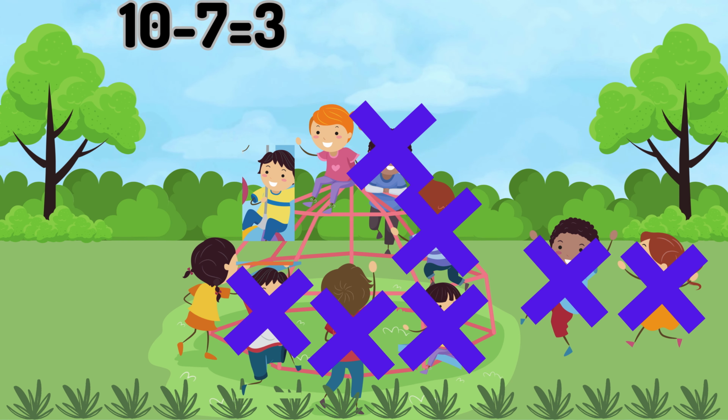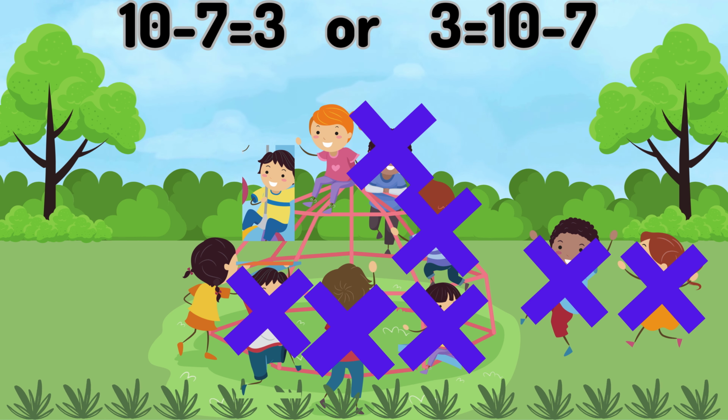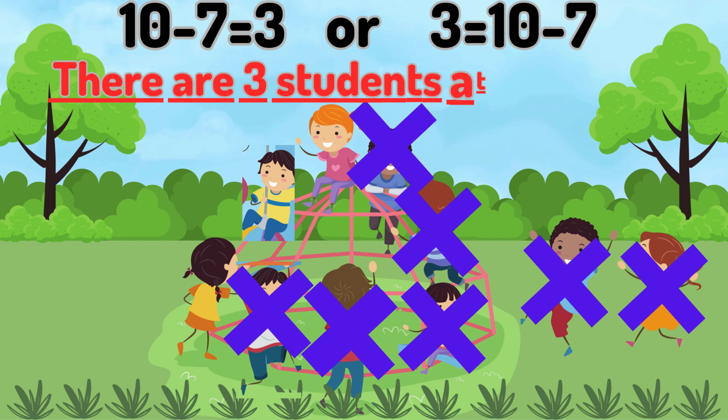10 minus 7 equals 3. Or 3 equals 10 minus 7. There are 3 students at the dome.